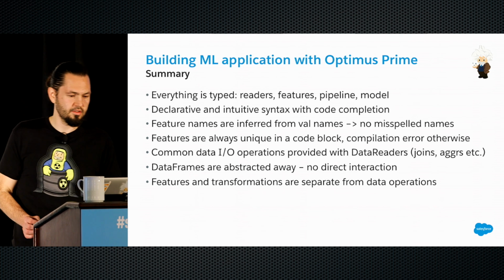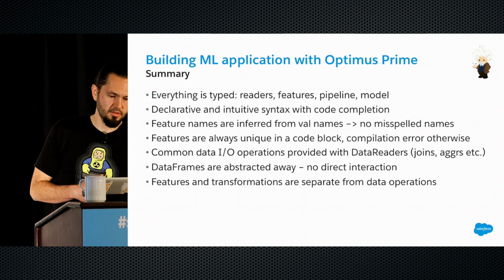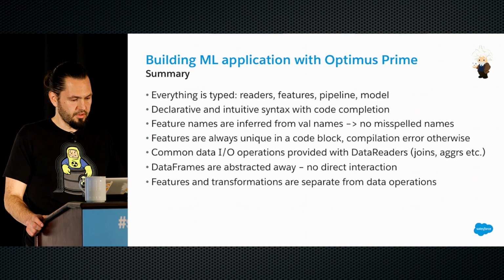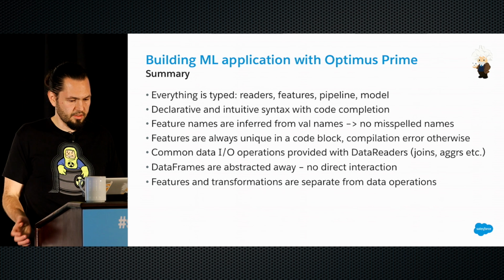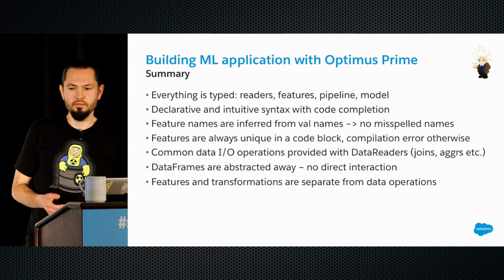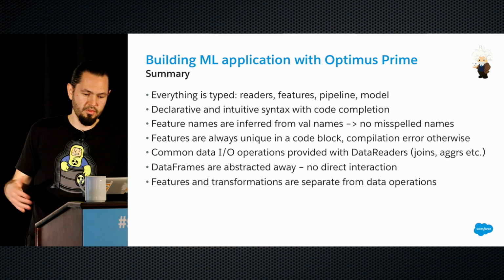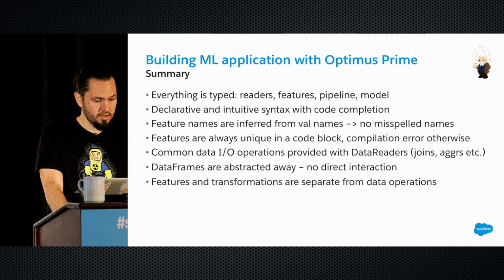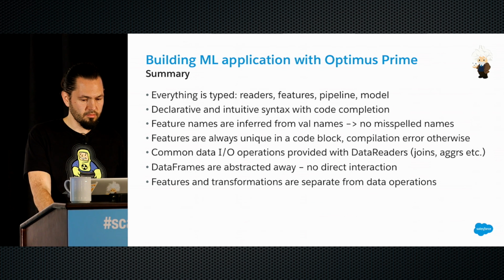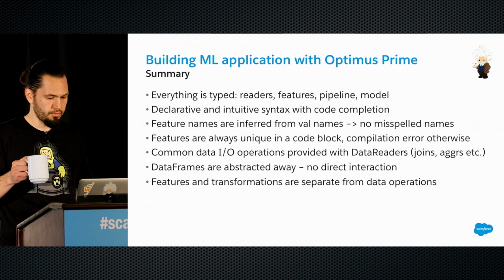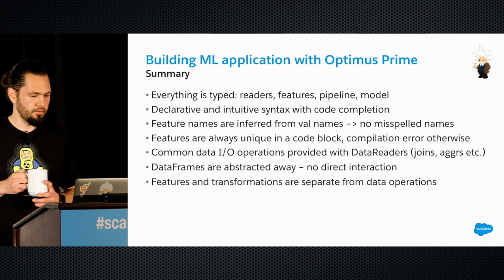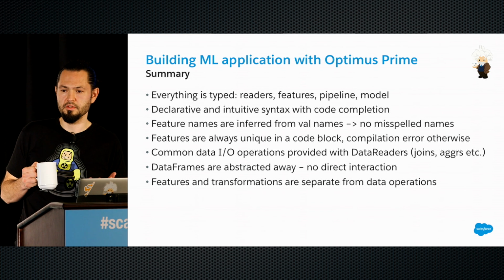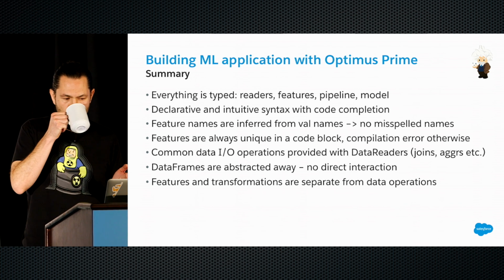So I would summarize that everything is typed. All our readers, features, pipelines, and models are all typed. They're tied to the passenger and the feature types. The syntax is kind of simpler. You don't have to remember to stitch stages together. You just do your mathematical operations, like with the plus signs and right-hand operands. Features are always unique in the code block, thanks to the val names, which we infer, and you will see now how we do that. And then there is literally no data frames in the picture. People don't see data frames.